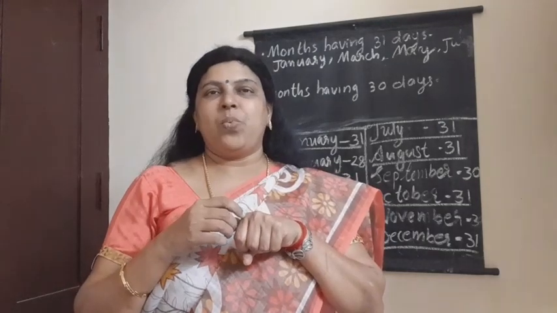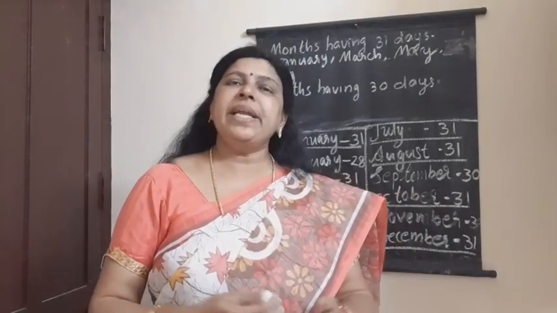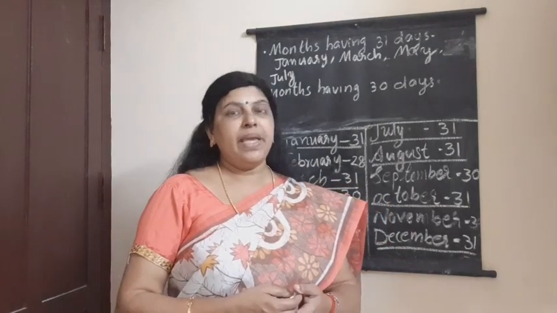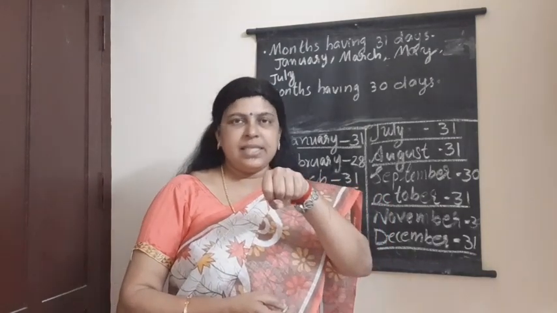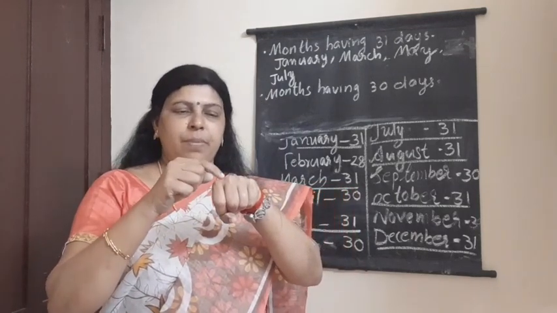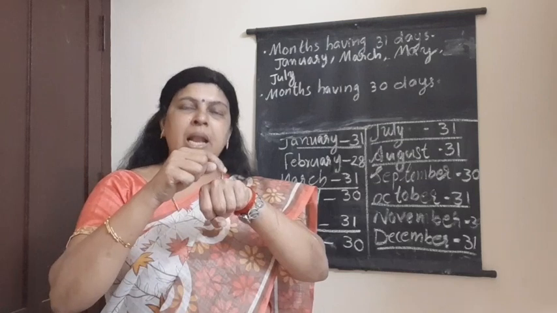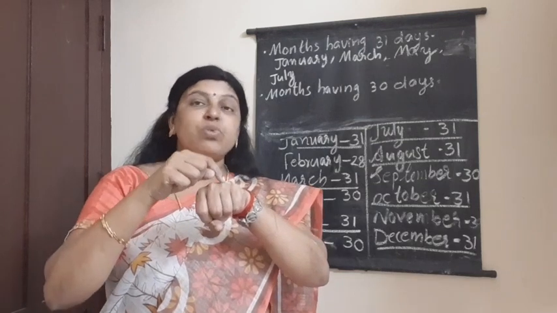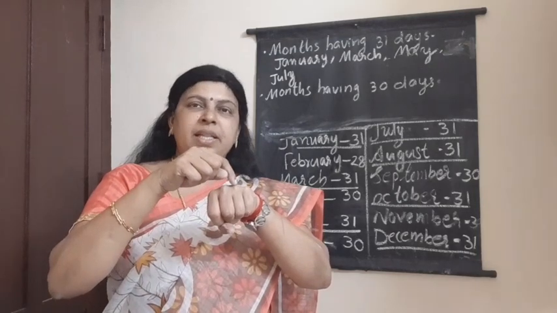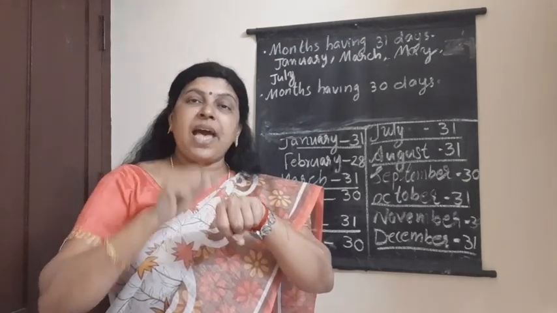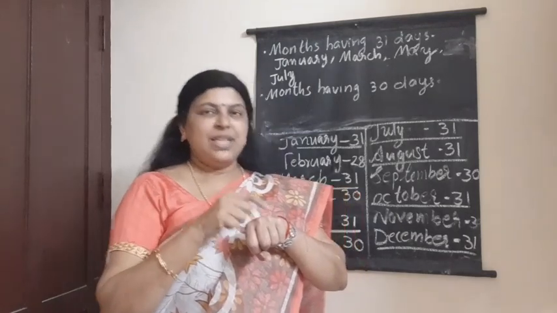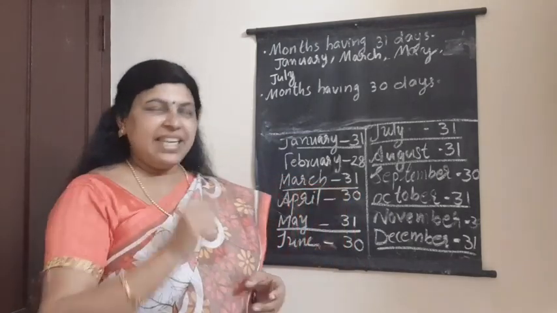For example, how many days are there in May? So you can take your hand like this and you can now start saying January, February, March, April, May. May comes where? Yes, in up. May comes in this up. So all ups have 31 days. So May also has 31 days.